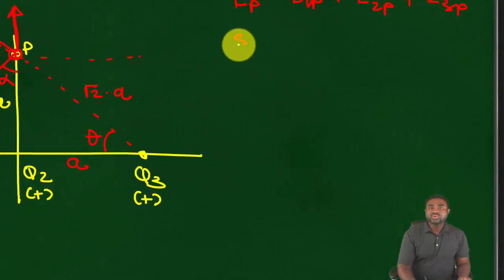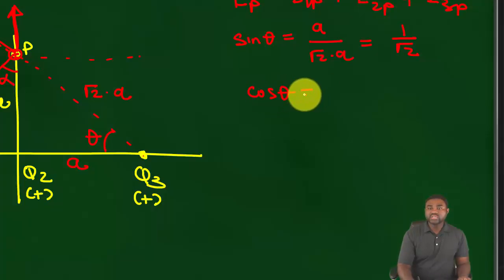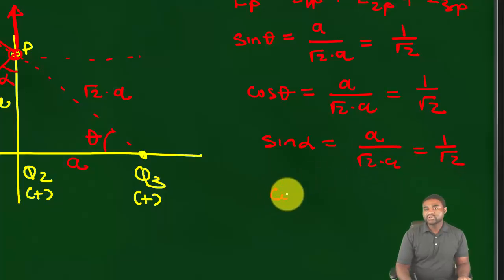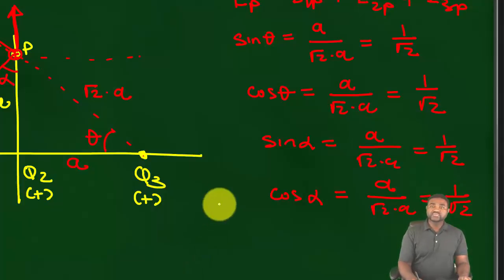But sine of theta is opposite A over the hypotenuse, which is root 2 A. This is just 1 over root 2. Cosine of theta is A divided by root 2 A. This is just 1 over root 2. What about alpha? Sine of alpha is A divided by root 2 A. This is just 1 over root 2. Similarly, the cosine of alpha is A over root 2 A, and this is just 1 over root 2. As a matter of fact, theta is just 45 degrees. There is no Celsius in it.